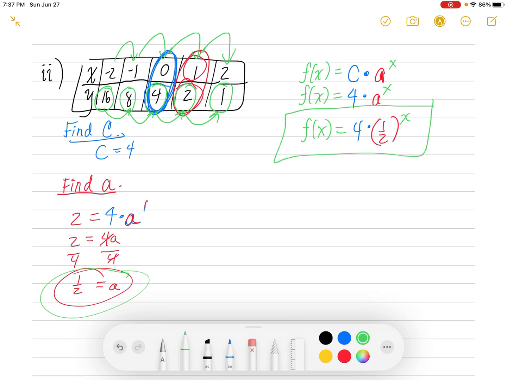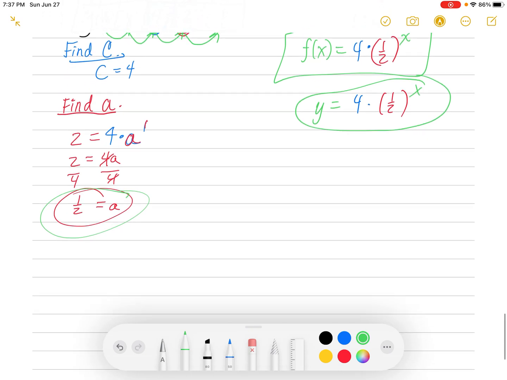So we're going to write this as f of x equals 4 times, in place of a, we're going to put 1/2 in parentheses, and then an x out there as an exponent. So that's it. That's your function, your exponential. Or if you wanted to write it as y equals 4 times 1/2 to the x power, you could write it that way as well. The difference is f of x versus writing y. They mean the same thing.